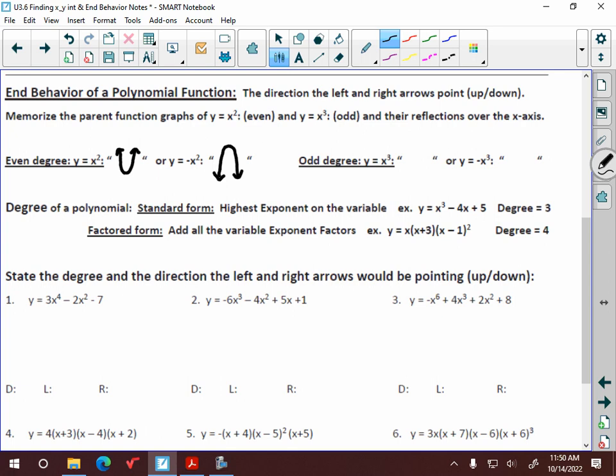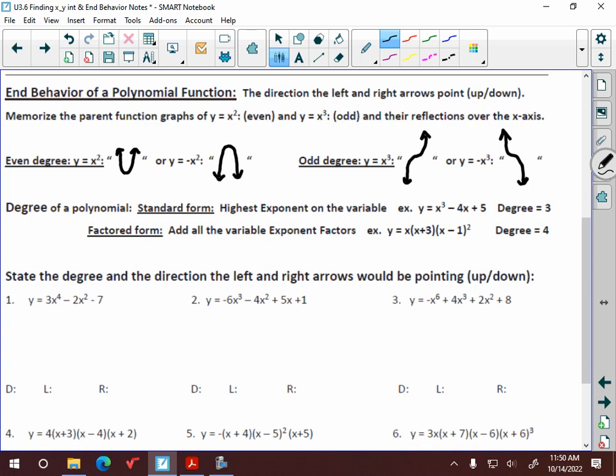Now, if it's an odd degree, so a degree like a 3, a 5, 7, 9, that kind of thing, then we want to think of the cubic shape. All right, so the cubic shape is that S shape. So it kind of looks like this. So it's down on the left and up on the right. So the arrows are going to go in opposite directions. Now, if there's a negative in front, then it does an x-axis reflection. So it's going to go up on the left and now down on the right.